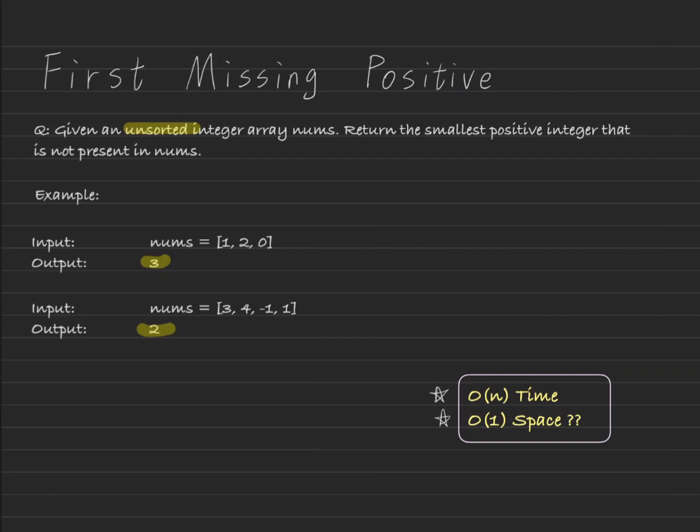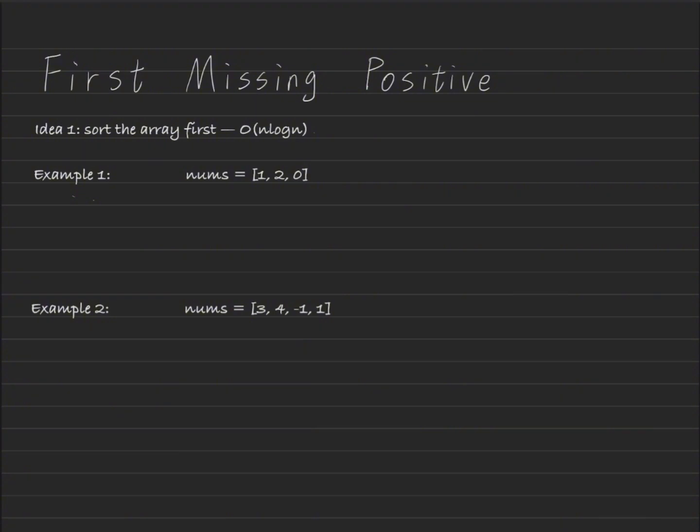Pause the video here if you'd like to think independently first. In these types of questions, it's always easier to start with the brute force method. My first idea is to sort the array first. This will take longer than O(n) time, but it's a good starting point. So for example, the sorted array in the first example would be 0, 1, 2.